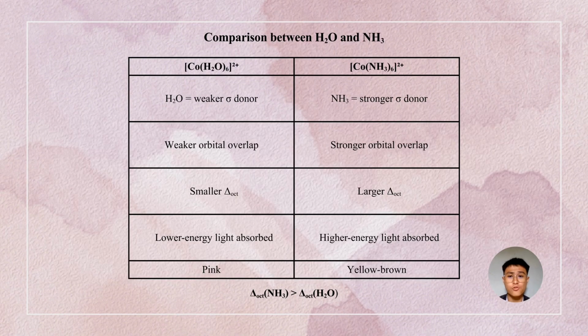Both H2O and NH3 behave primarily as sigma donor ligands. Neither ligand is a significant pi donor or pi acceptor, so the bonding in these complexes is dominated by sigma interaction. However, NH3 is a stronger sigma donor because nitrogen is less electronegative than oxygen. As a result, NH3 produces stronger orbital overlap with the cobalt, raising the energy of the antibonding eg orbitals more significantly. This leads to larger splitting energy in hexaamminecobalt than in hexaaquacobalt.